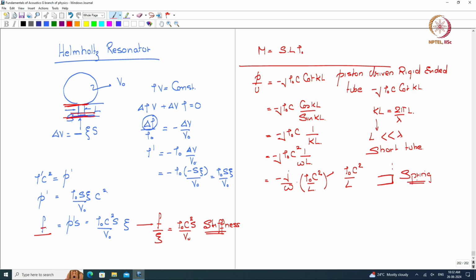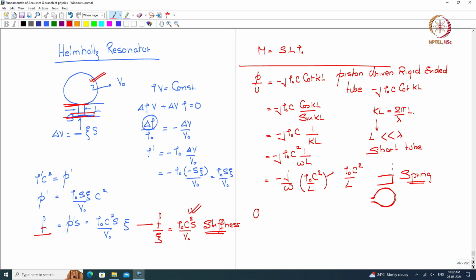Okay, or a closed ended volume which is somewhat smaller in its measure than a wavelength behaves like a spring. So now, in the Helmholtz resonator case, this is the bulb that is behaving like a spring and it has this stiffness.